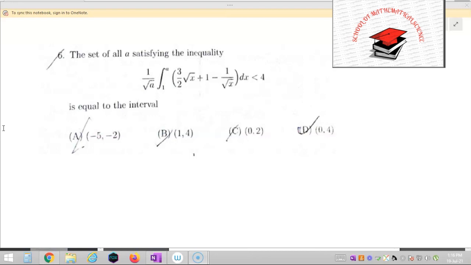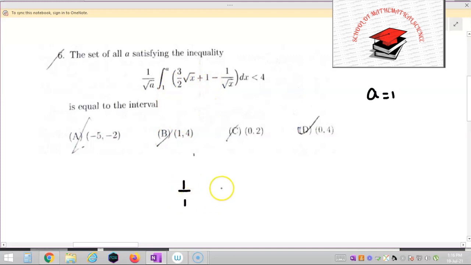Now observe that we need to find all the numbers a which are satisfying this inequality. So first of all, if you put a is equal to 1 in this inequation, the left hand side will become 1 by 1 integration 1 to 1 of something dx. Now the lower limit and upper limit are the same, so this integration must be 0, which is less than 4. Then a is equal to 1 must satisfy this inequation. So I can say that a is equal to 1 is satisfying this inequation.